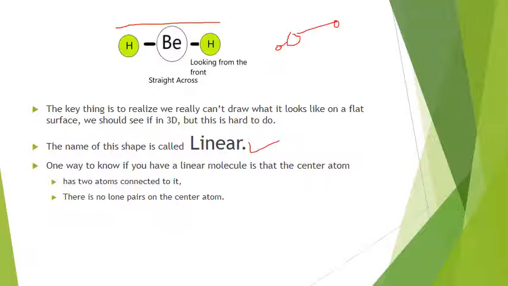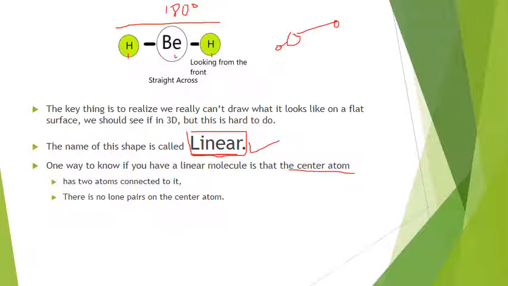And here's one of the key things about linear molecules. If the center atom has 2 atoms attached, beryllium, the center atom, has 2 hydrogens attached, and there are no lone pairs on the beryllium, the shape will be linear. And what that means is everything is 180 degrees apart from each other. They're the outer atoms.